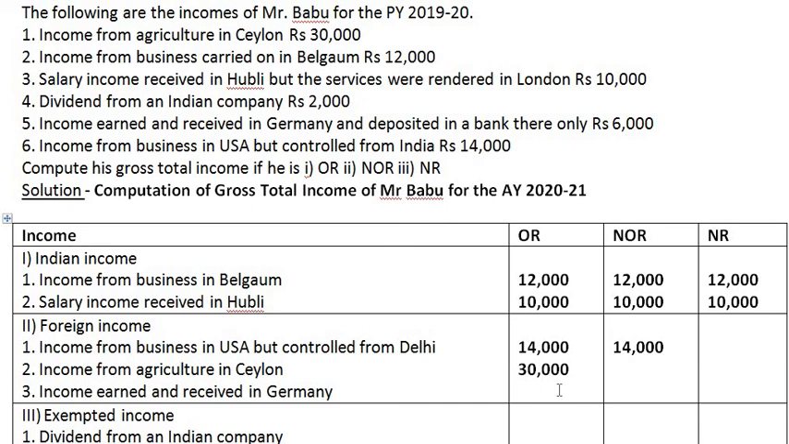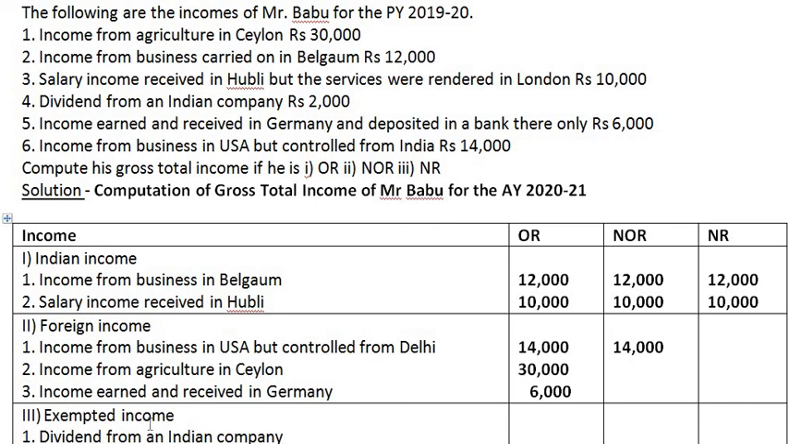Coming to next, income earned and received in Germany. Fifth point, income earned and received in Germany and deposited in a bank there only amounts to rupees 6,000, which is purely a foreign income taken only in one column, that is ordinarily resident. It amounts to rupees 6,000, take it only in one column. Now, we are done with all the foreign incomes.